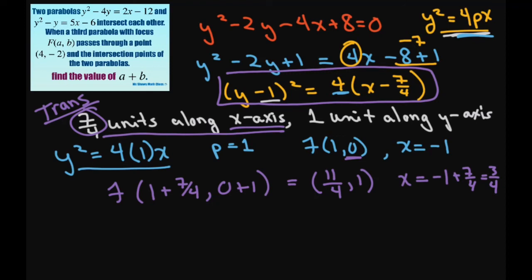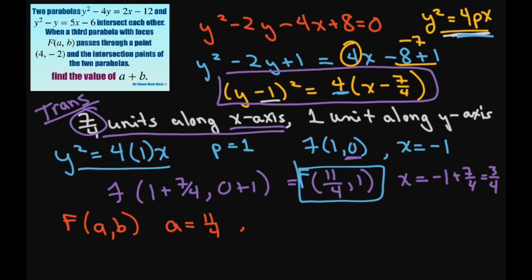Now we have our focus here. So this is your focus (a, b), that means your a is 11/4 and your b equals 1. So therefore a plus b equals 11/4 plus 1. That's going to be 11/4 plus 4/4. And so our a plus b is going to be 15/4.